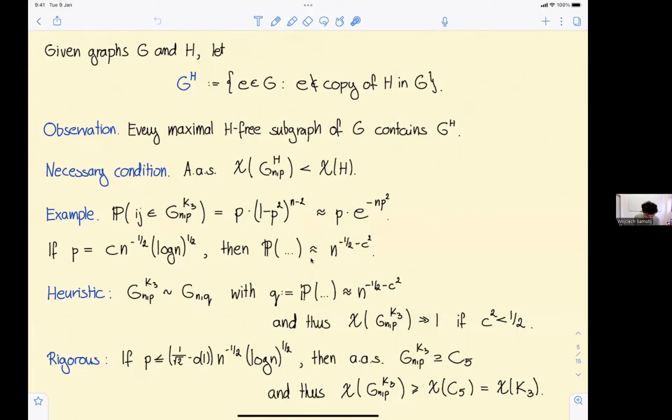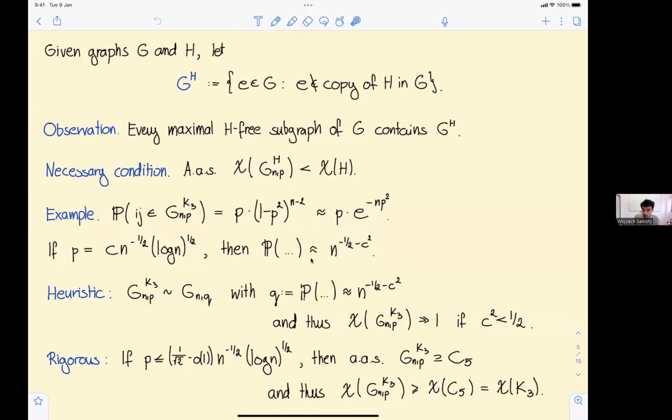Suppose now, for the sake of the argument, that this graph behaved like the random graph with independent edges with the same density. Then this density q would be n to the power of minus a half minus c squared. Now, if the exponent here is bigger than -1, then G(n,q), where q is much larger than 1 over n, already has chromatic number which is unbounded, because its independence number is sublinear. In particular, we can suspect that if c squared plus a half is less than 1, then our graph G(n,p)^K3 will have unbounded chromatic number, which means that G(n,p) cannot be H-Simonovits, because even the edges that are in no triangles already generate a subgraph with unbounded chromatic number.